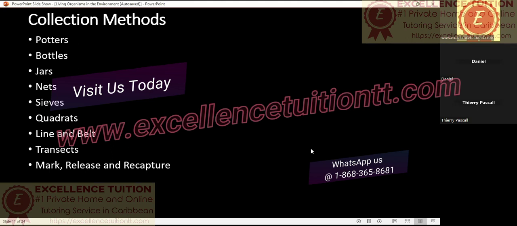Mark, release, and recapture, also known as catch and release, is when you're studying a particular species of animal, and you catch them, study them, take your recordings, and mark them. For example, if you catch a bird and you're studying the bird, different birds are the same species. You capture the bird, take whatever readings you have to take, and then attach a little tag to its foot. I don't know if you ever saw something like that in movies or TV.